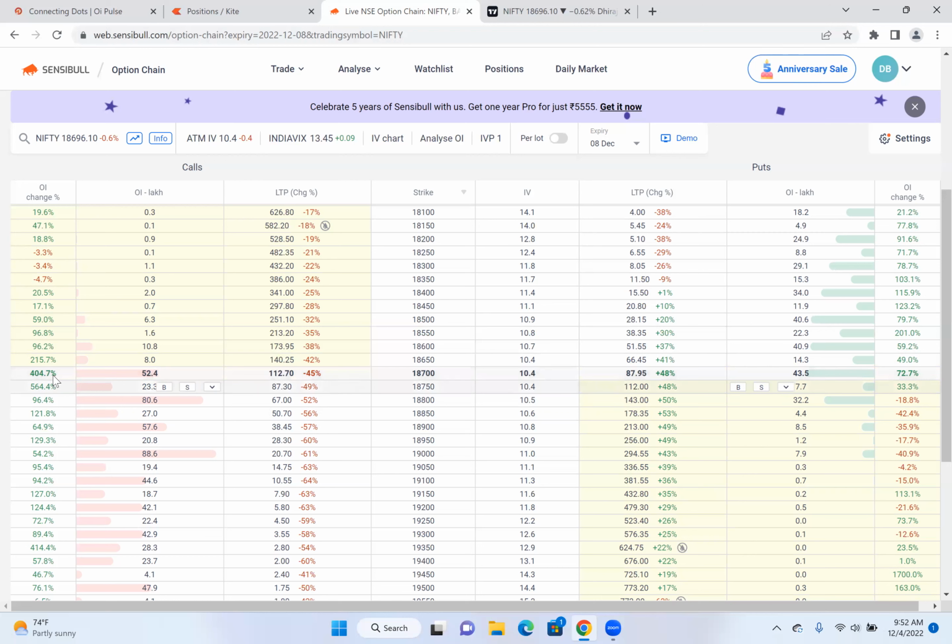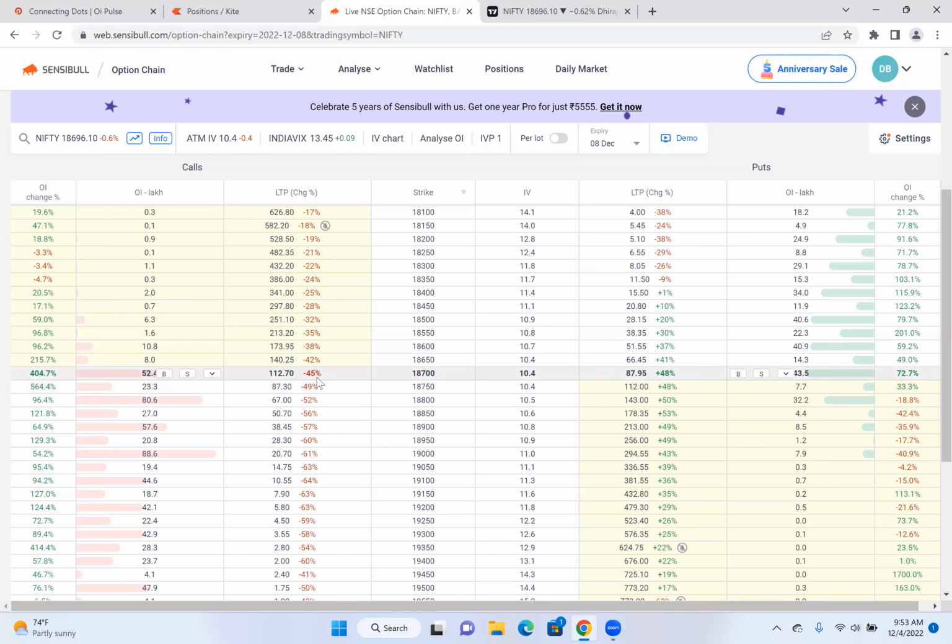What was the OI change on Friday? 404.7%, which means it was a very actively traded contract. The call OI went up by 404.7%. Right now we will just look at that. So this is the data that you have available.